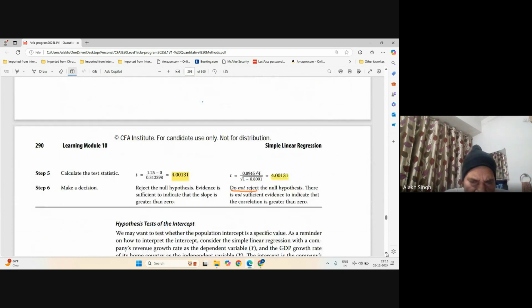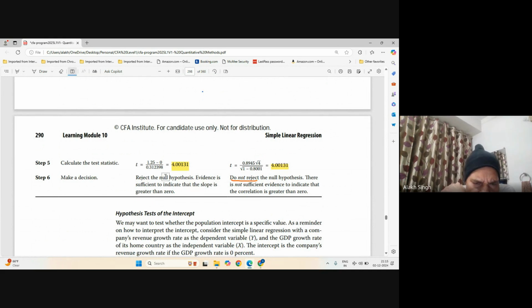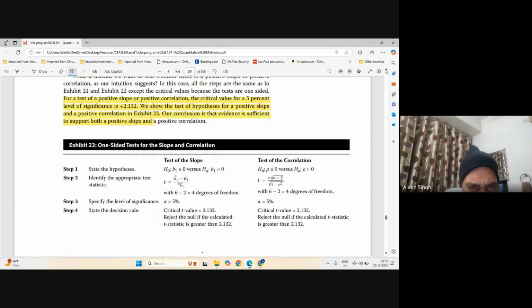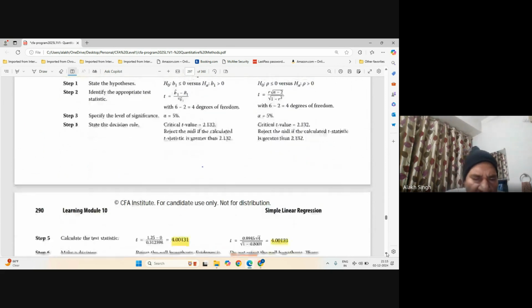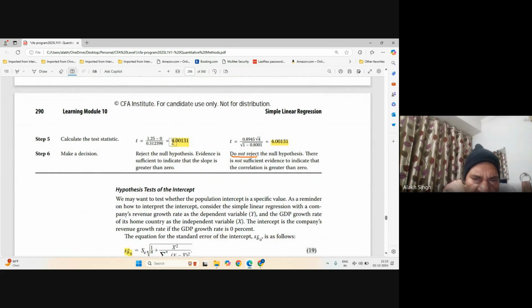Calculated t value. The slope is 0. What is the test? Beta 1. Okay, so slope is 0. So the null hypothesis is that slope is 0, so that has been deducted. That's fine. So for slope we get t, and here also we get t.